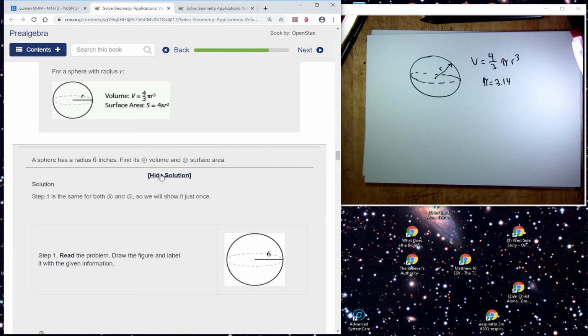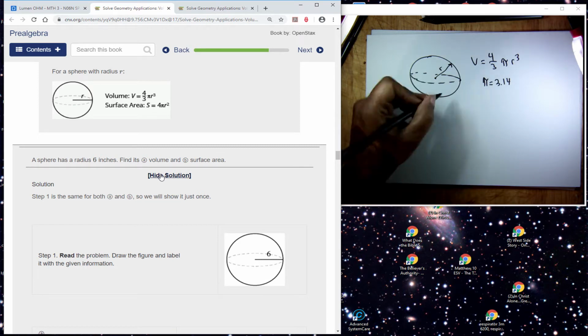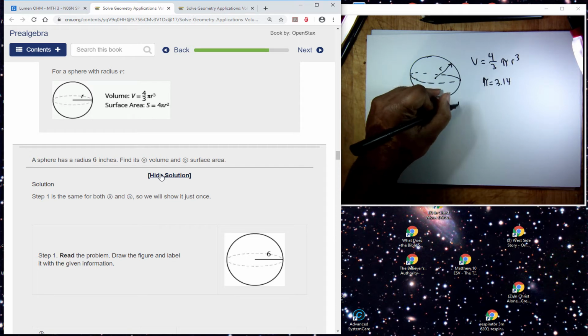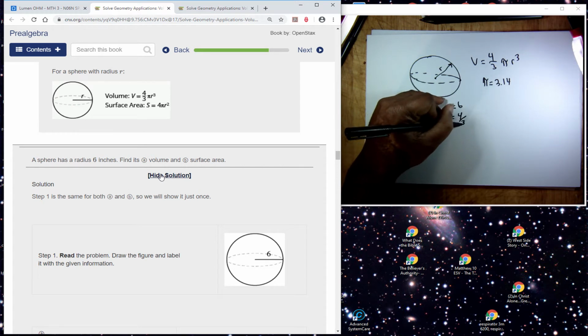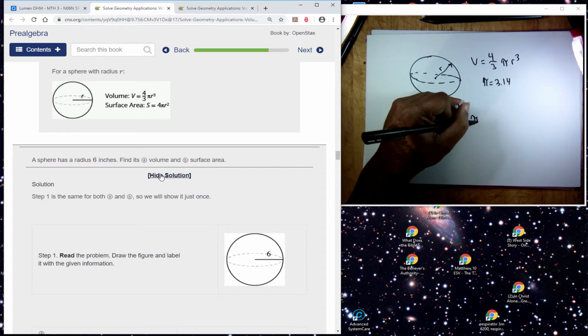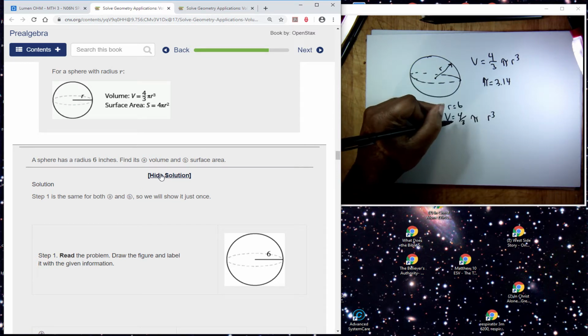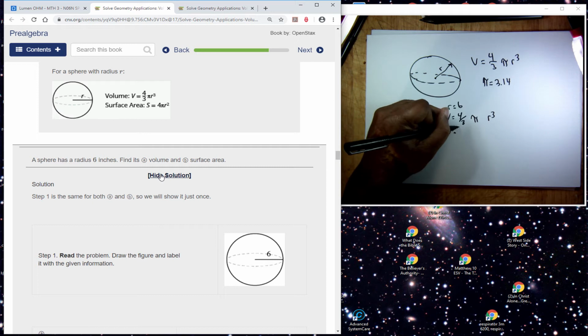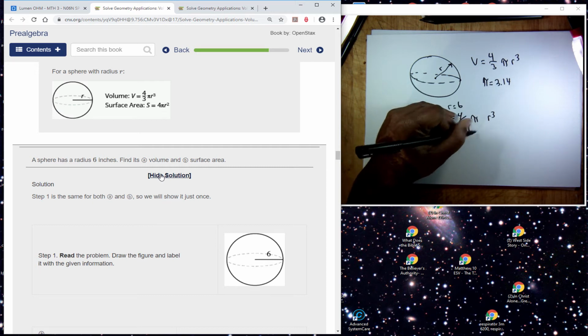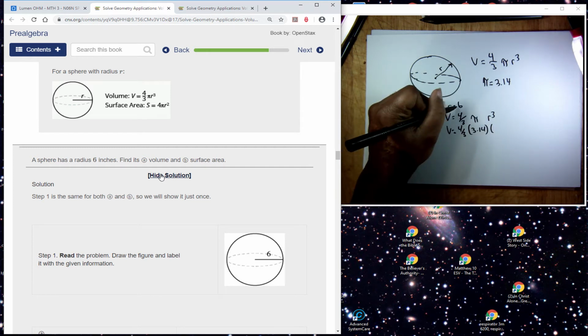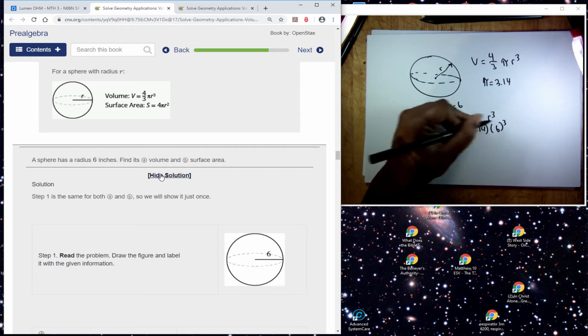So in this first one, they ask us find the volume, given that the radius is equal to r equal to 6. Find the volume of the sphere, 4/3 pi r to the third. So r is 6, I have v is going to be 4/3 times pi, which is 3.14, times 6 to the third.